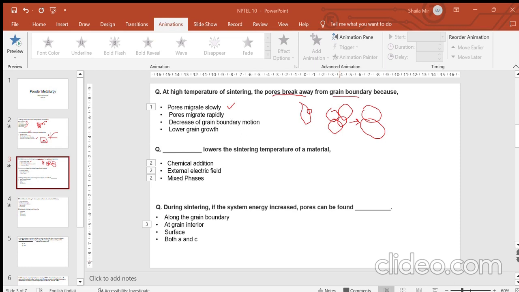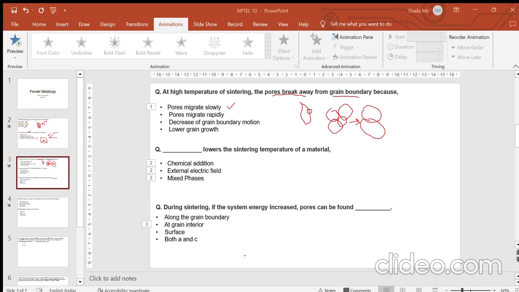Now we have another question that says, during sintering, if the system energy is increased, pores can be found along the grain boundary, at the grain interior, surface, or both A and C. So it is actually when you are having a grain boundary, and at the grain boundary there is a pore. What happens actually? Grain boundaries are regions of high energy. They are classified as one of the forms of defects. So they have very high energy regions in a crystal, in a grain, or in a matrix.